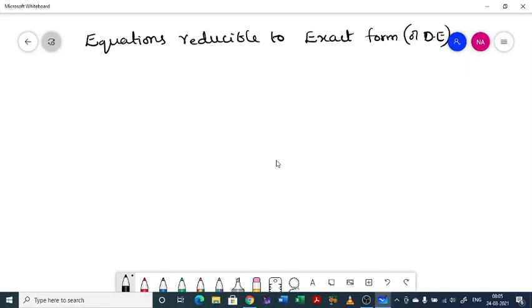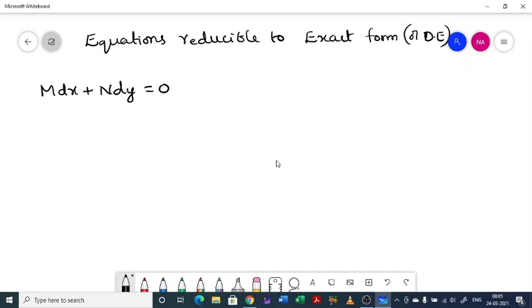In this video we are going to discuss differential equations which are reducible to exact form, or exact differential equations. In our previous video we discussed exact equations. Generally, a given differential equation of first order and first degree will be of the form M dx plus N dy equal to 0.